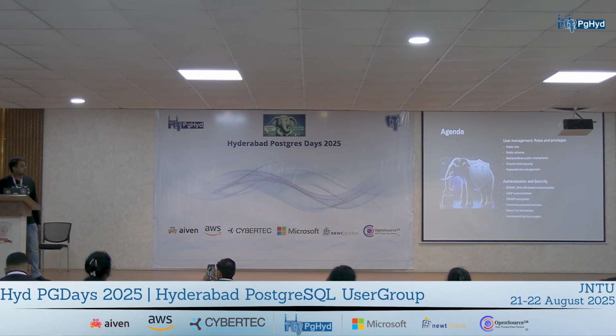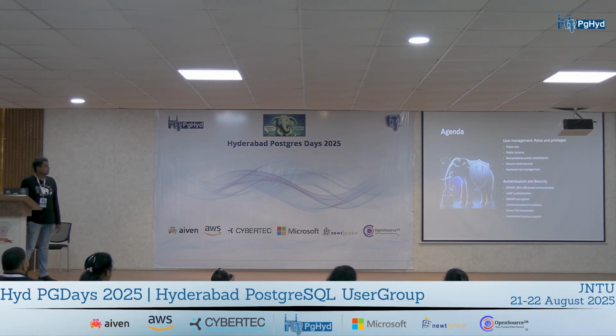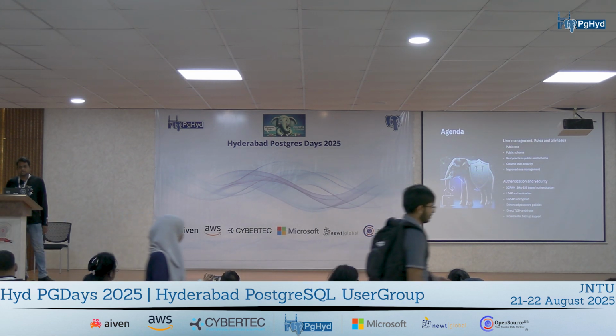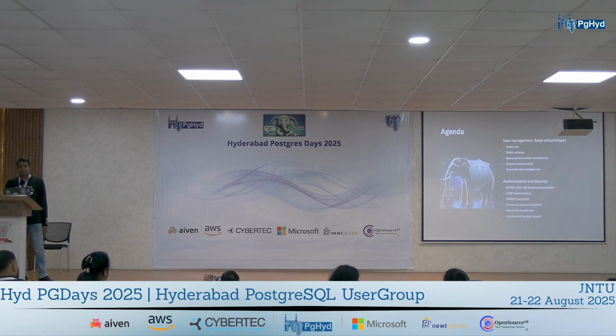So coming to the agenda, I have divided today's talk into two parts. The first one is about user management, roles and privileges, and the second one is about authentication and security. Under user management, I will be talking about the public role and public schema, the best practices for them, and what changes happened to the public schema across the different versions of Postgres.